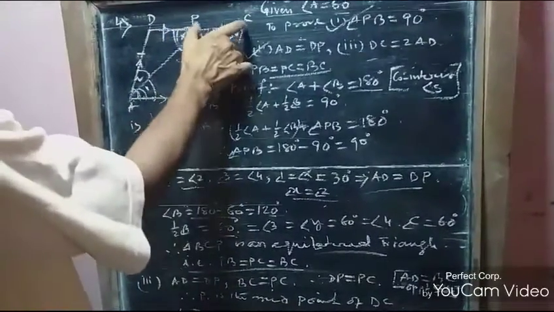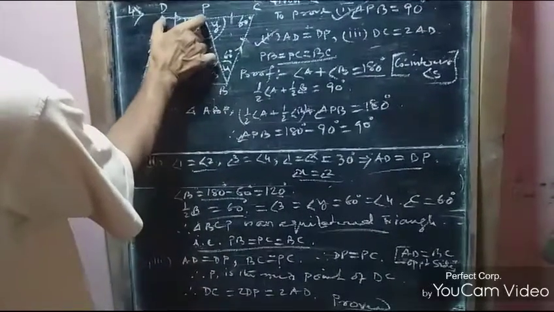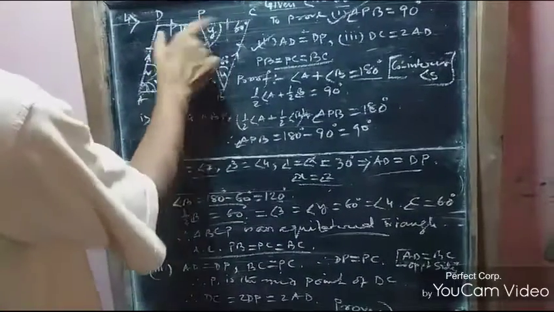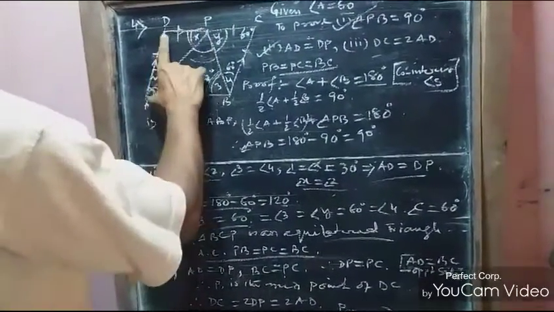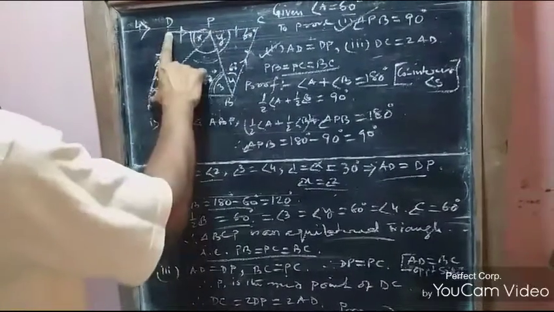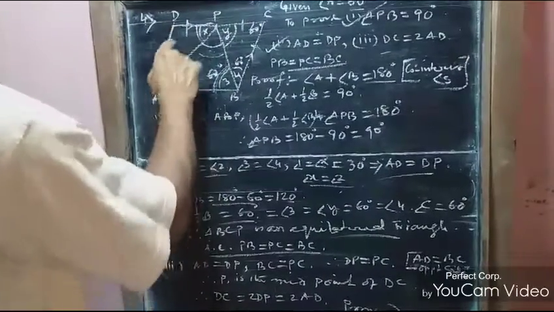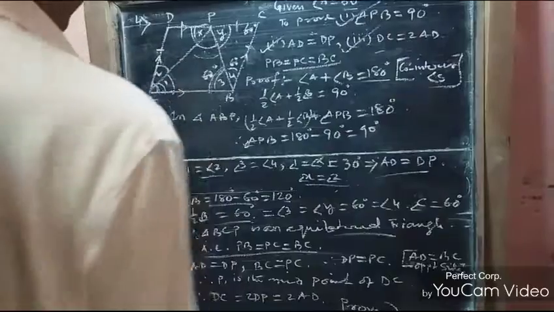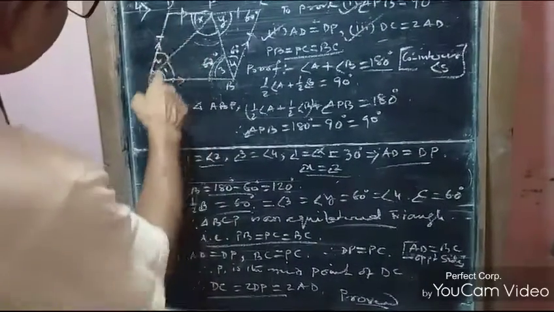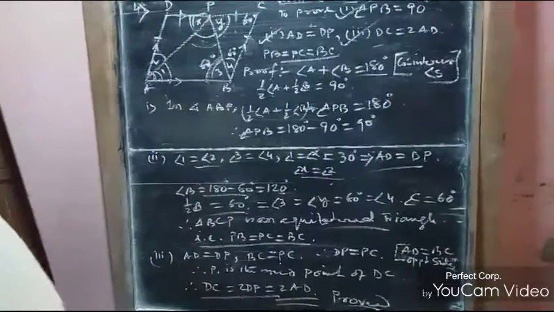If DP equals PC, then P is the midpoint of DC. So we can tell that DP equals half of DC. Then DP, which equals AD, is half of DC. Then we can tell that DC equals twice AD. And this is DC equals 2 into DP. 2 into DP means DP equals AD. So we can also tell this.